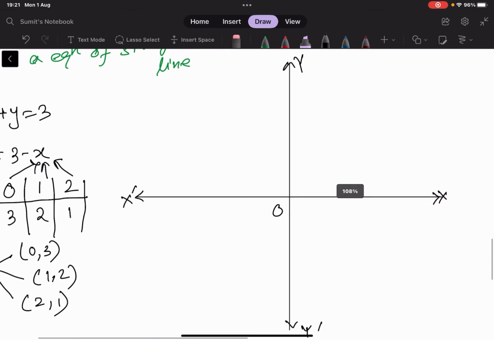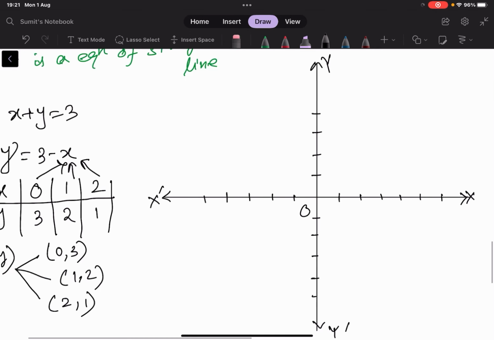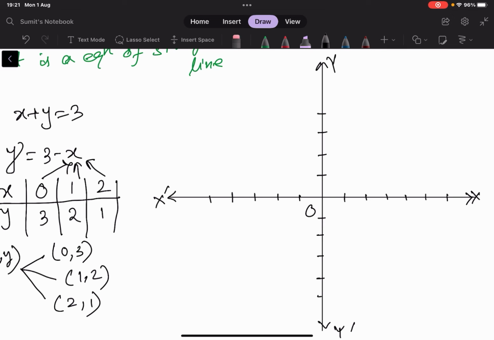So plot those points. How to plot that? Take a 1 centimeter gap and mark 1, 2, 3, 4 on the x axis, and minus 1, minus 2, minus 3, minus 4, like that. Okay? Yes. So we have to put (0, 3). (0, 3) means where will it be? On the y axis. Yes. 0 means the first one is 0, that means no x axis is there. So only here. That is (0, 3) circled.